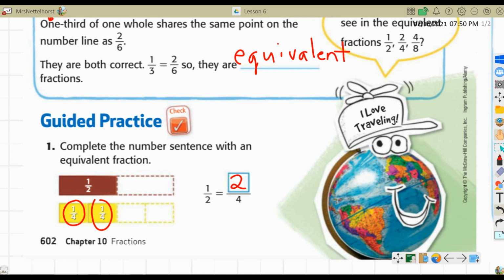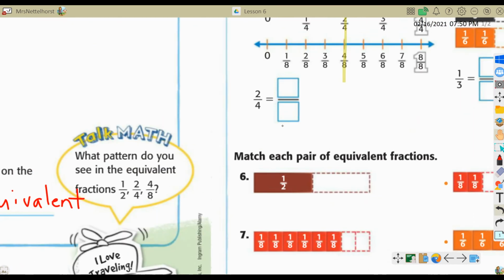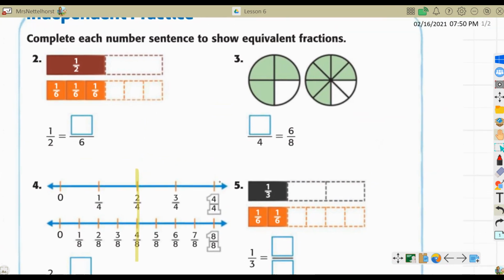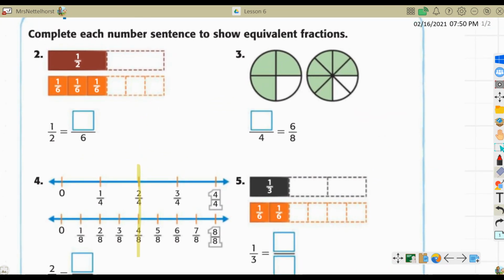Okay, let's take a look at the independent practice. If you're not in my class and you have your own directions from your teacher, then that is totally fine. You can just pause the video and go on with your independent practice. For my class, you need to listen so that you know what to do. Okay, this is pretty easy, so it's not going to take a lot of explanation.